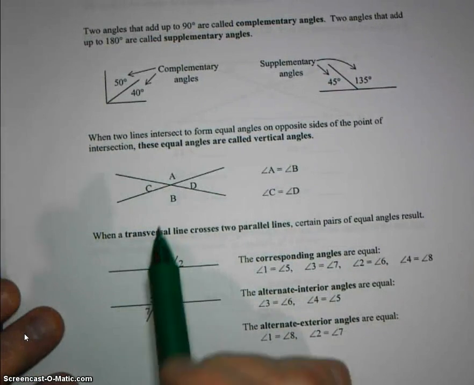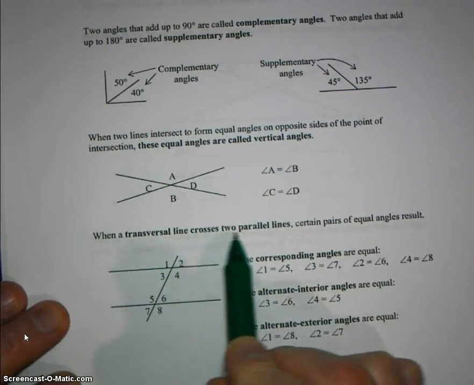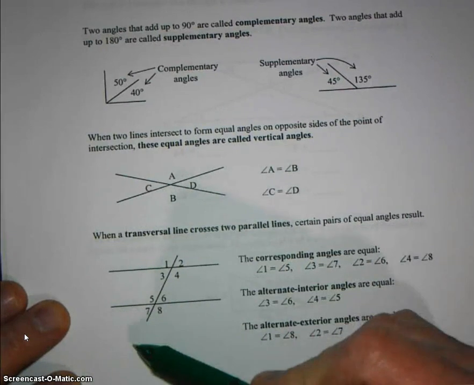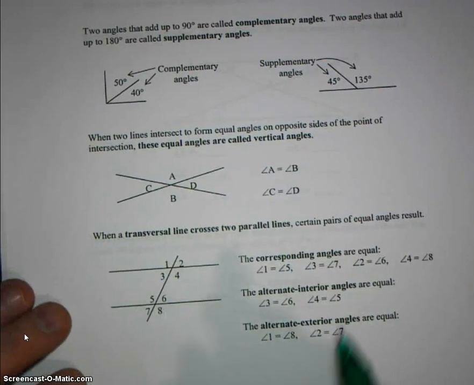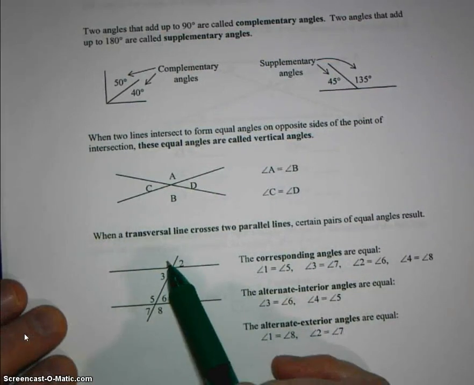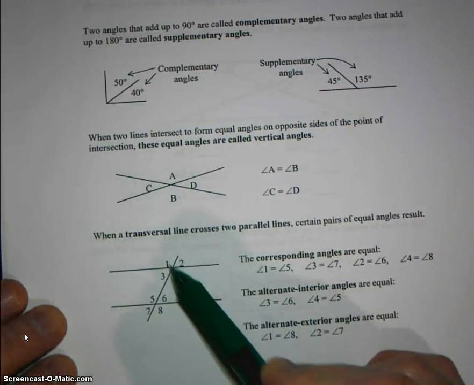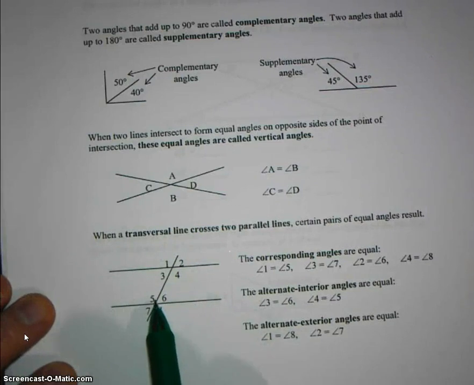And then you have a transversal line. That's a fancy word. Crossing two parallel lines. Well, all that means is you have two parallel lines, and then you have another line going across. Then we get lots of pairs of equal angles. 1 and 4 are equal because they're vertical angles from above, but also 1 and 5 are equal. Those are called corresponding angles.